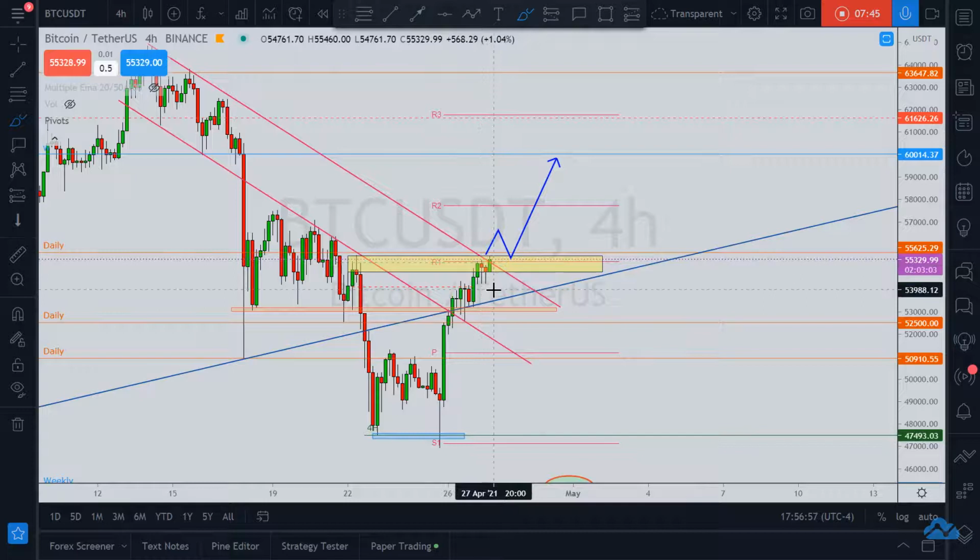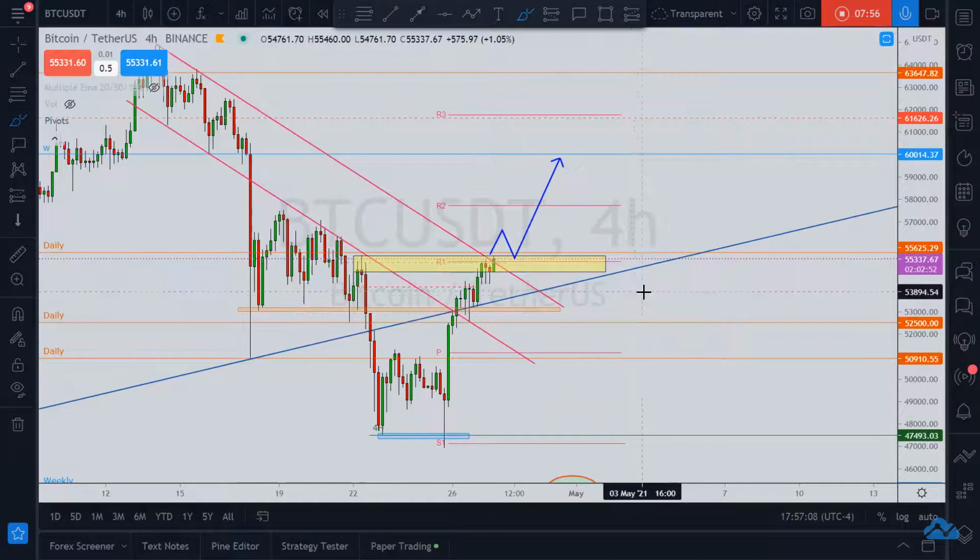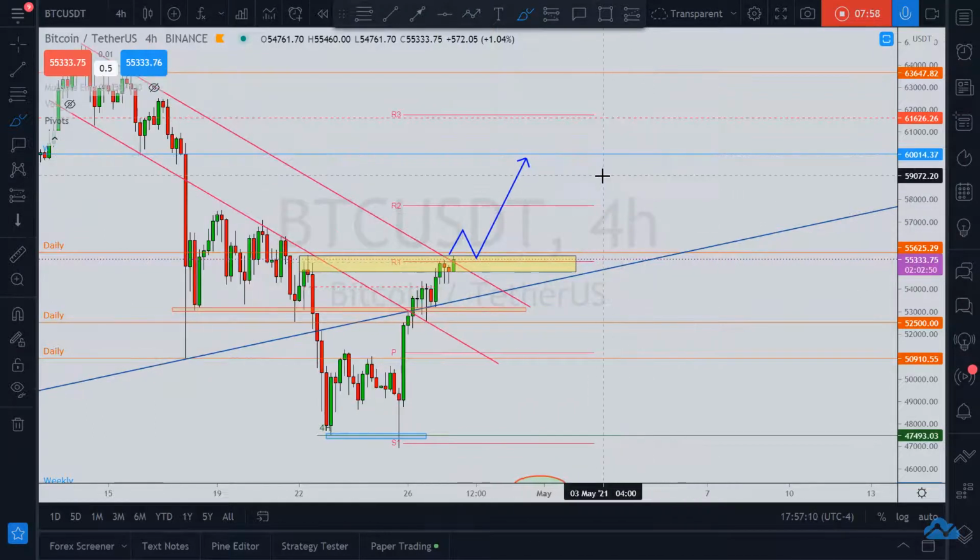If it breaks our level here, if it breaks the level at 55,625, we want to see that retest and then come back up. That is the contingency plan.